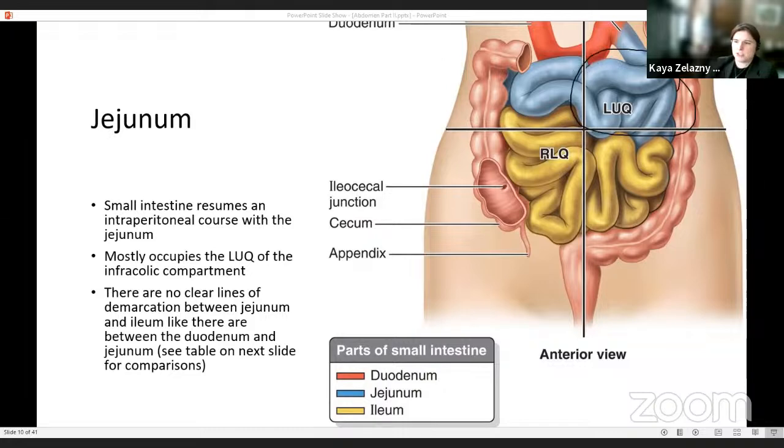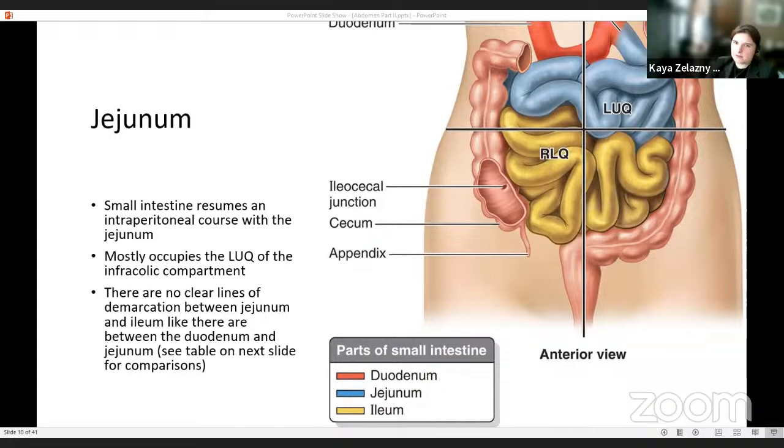Unlike the division between the duodenum and the jejunum, there isn't really a clear line between the jejunum and the ileum. So we are going to want to be able to identify some of the characteristics of each, especially if you're trying to resect a specific portion of the small intestine.